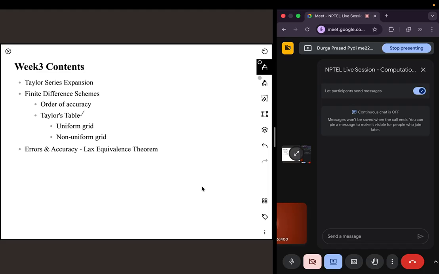whichever order you want. And depending on the stencil you choose, there are again two kinds of grids, either uniform or non-uniform. And eventually we discussed the concept of error and accuracy. Error is the difference between the finite difference and the analytical solution. When you discretize it, you are going to have something called a discretization error, because instead of solving on a continuous domain, you are considering only a certain fixed number of points for which you are seeking a solution.